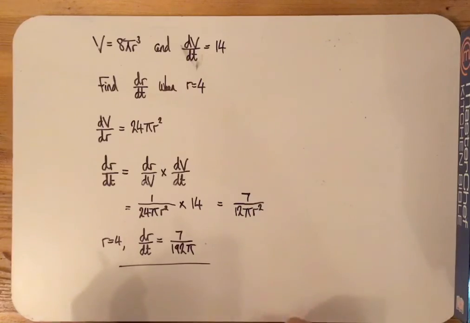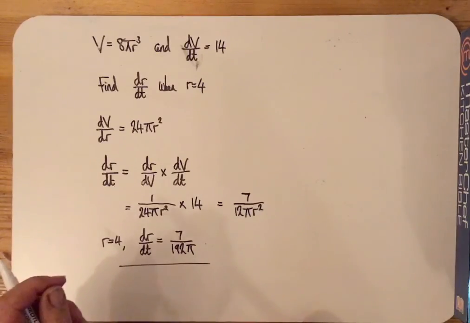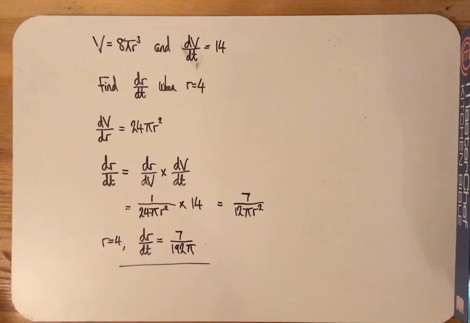So if you could start by working through the sheet, I think it's called Connected Rates of Change, but I'll put it in your folder anyway.